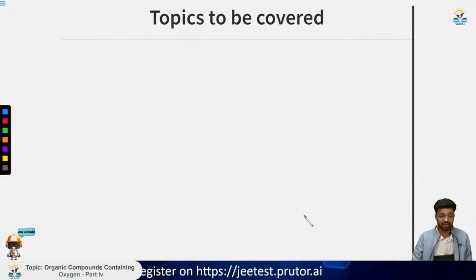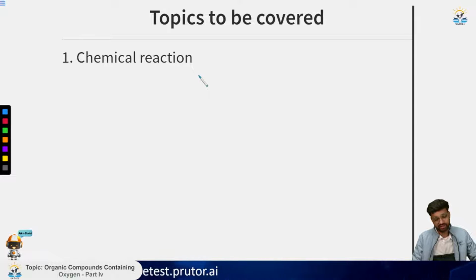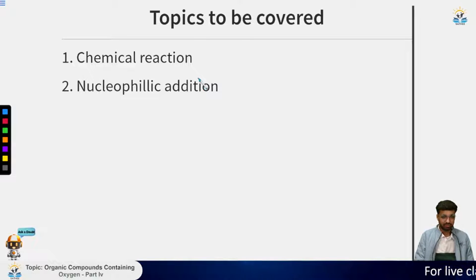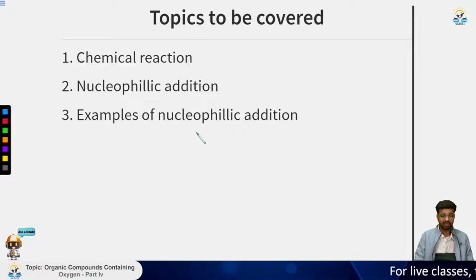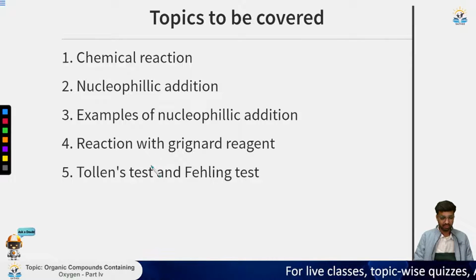Before that, let us see all the topics in a more detailed manner. The first one is the chemical reactions. Basically we are seeing nucleophilic addition and other reactions, and which reactions are possible with this carbonyl compound. The first one is nucleophilic addition. Then we will see some examples. Then we will see the Grignard reagent, which is also a nucleophilic addition.